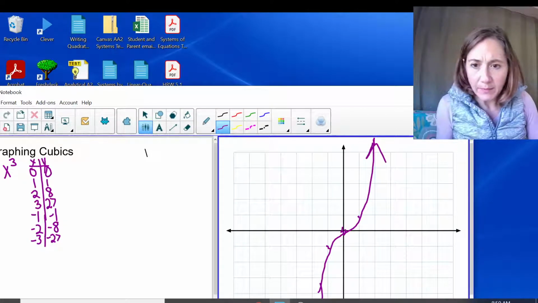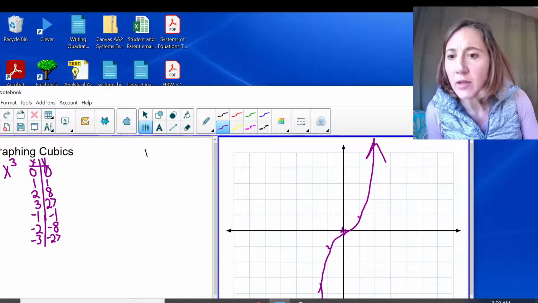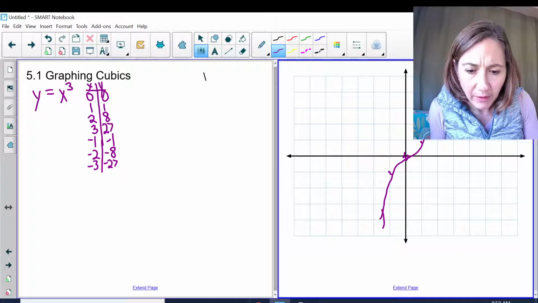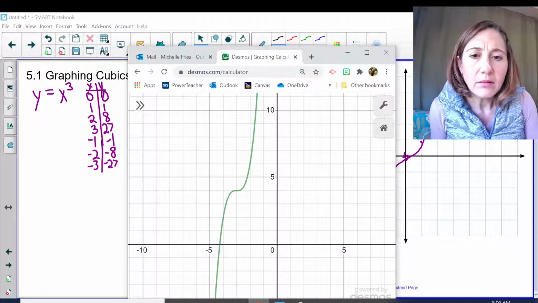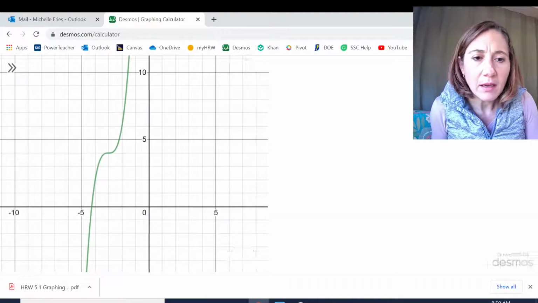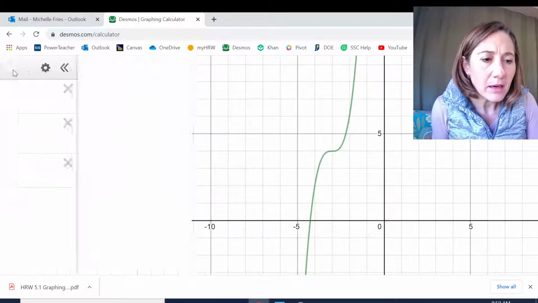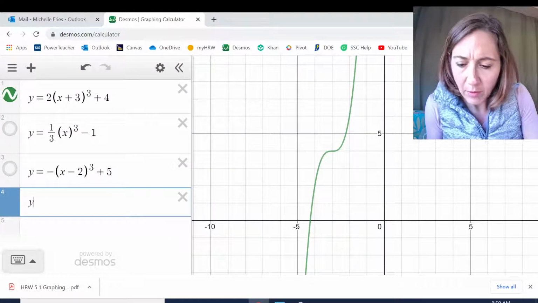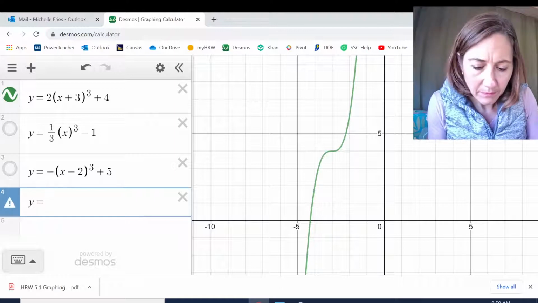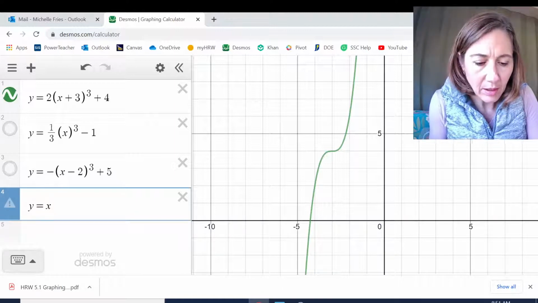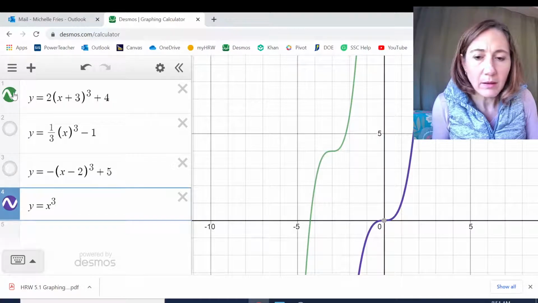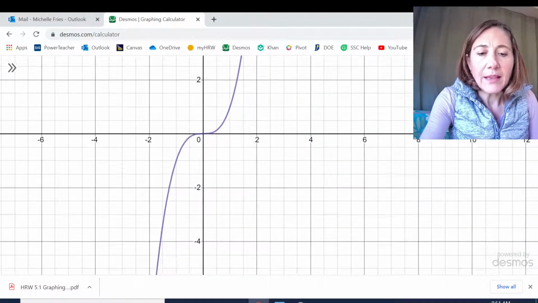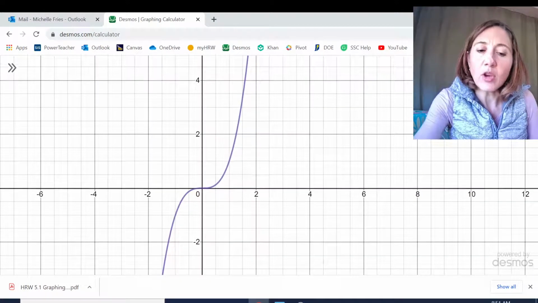So I think I'm going to pull up Desmos so you can see a prettier version of that, because my hand copy is not beautiful right now. So let's see. If I show you y equals x cubed, y equals x to the third power. Here it is. Here's a nice view of what a cubic looks like.